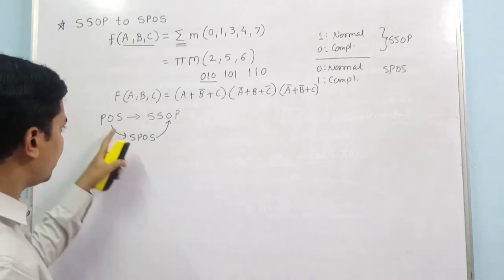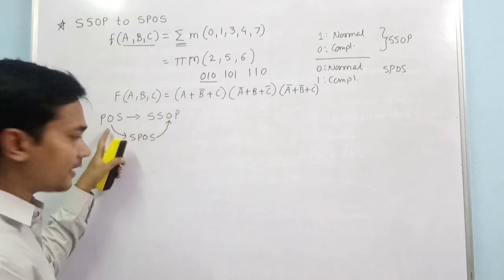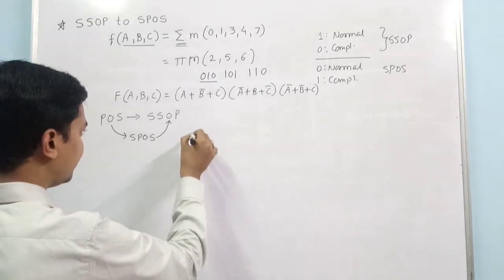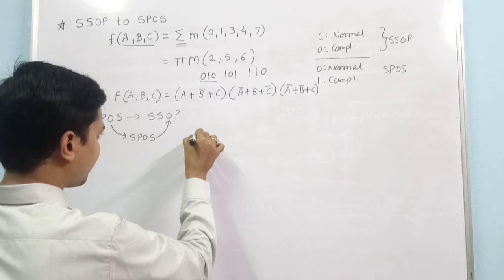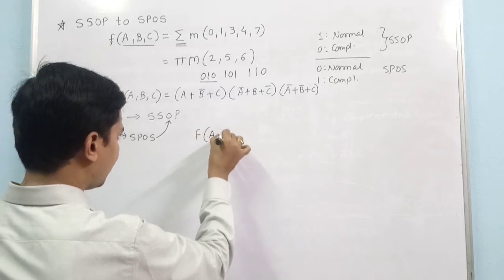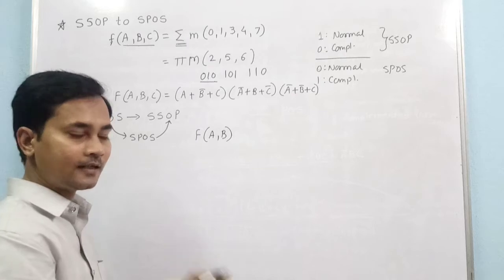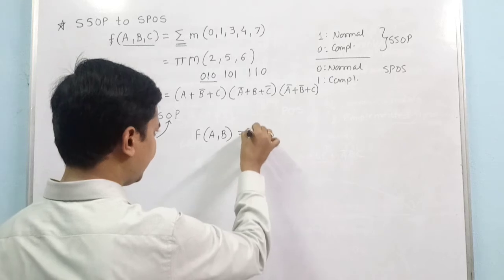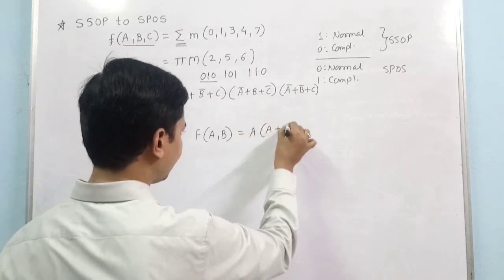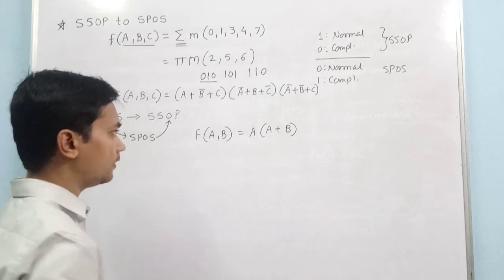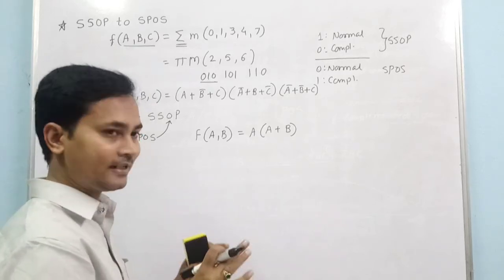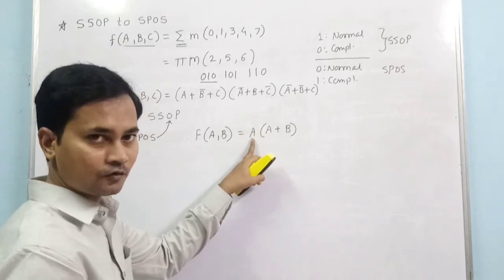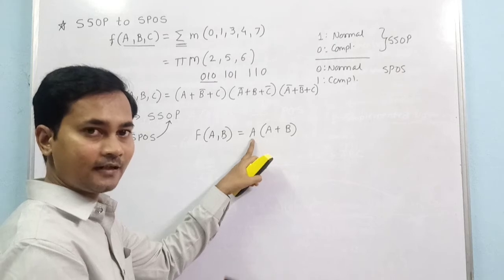Okay, so that's why we have to pass through these steps. So consider that given POS expression, say f of a comma b. I will take only two variables for understanding purposes. So f of a comma b is a two-variable expression, say a into a plus b. Okay, so this is POS form. This is not standard POS form. Okay, because in this first term the b is missing, so we have to convert it into standard POS form.